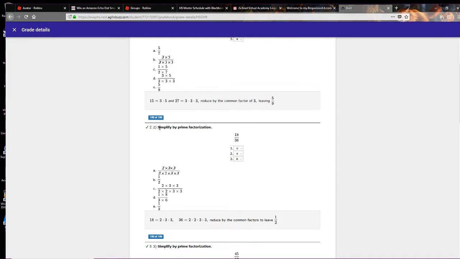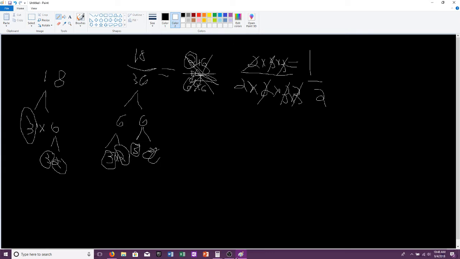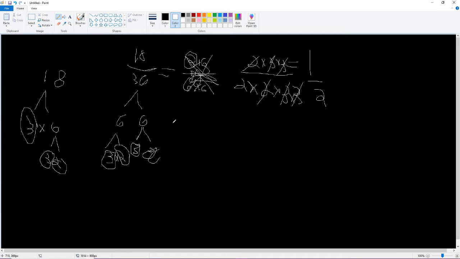Okay, it says simplify by prime factorization, so you have to do it step by step, which would be 2 times 3 times 3 over 2 times 2 times 3 times 3.